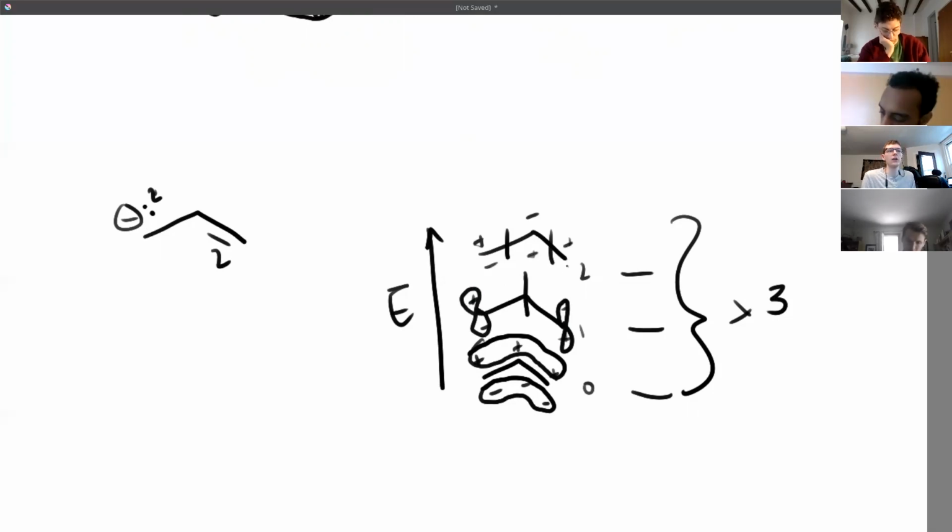And so now again we fill in electrons. We had 4 electrons, so we fill in like this and like this. Okay. And then what's the next step? Can you go over how you got 3 levels?